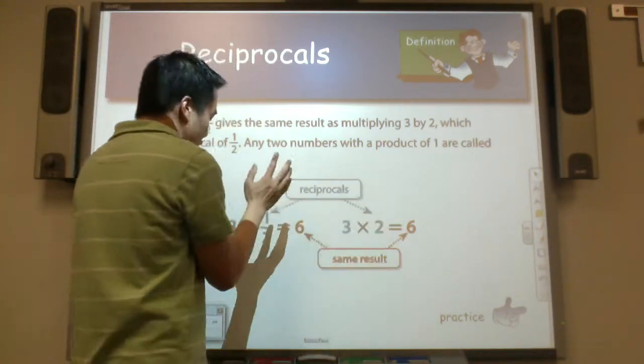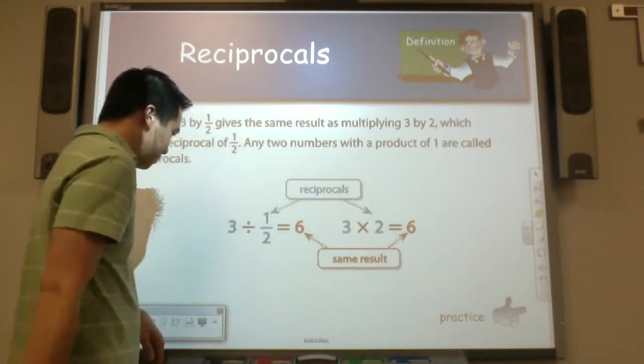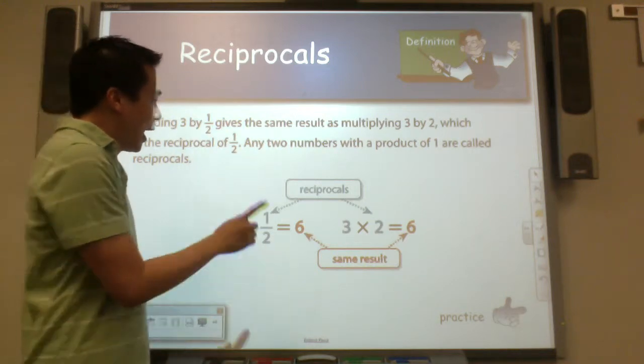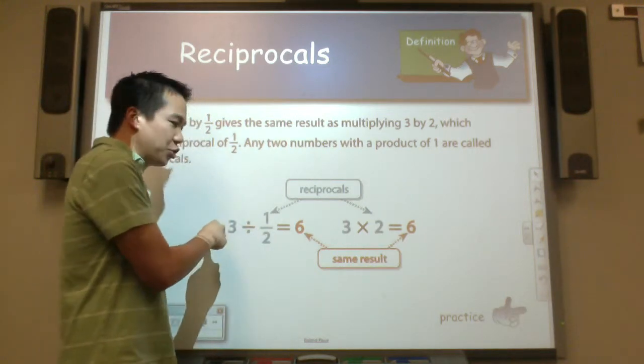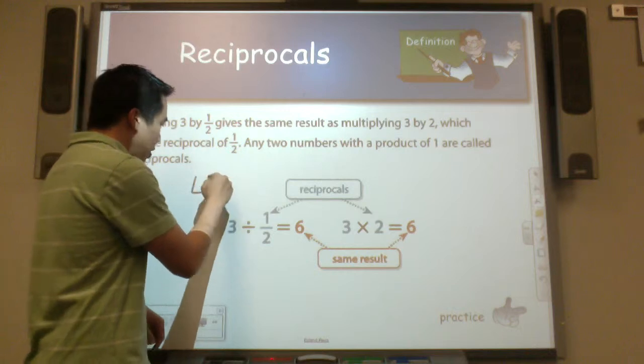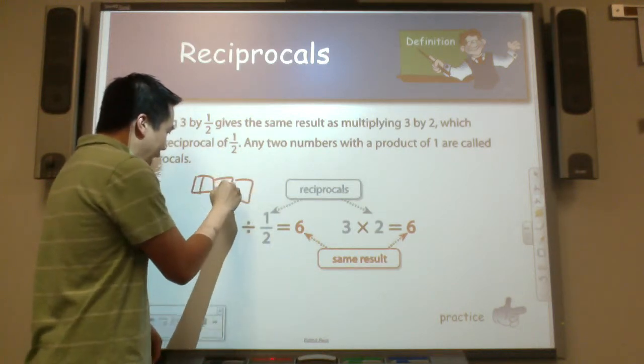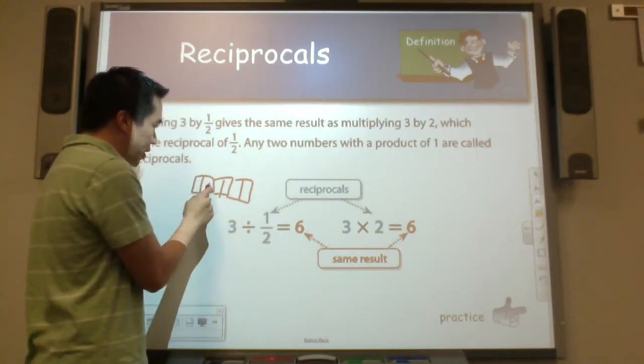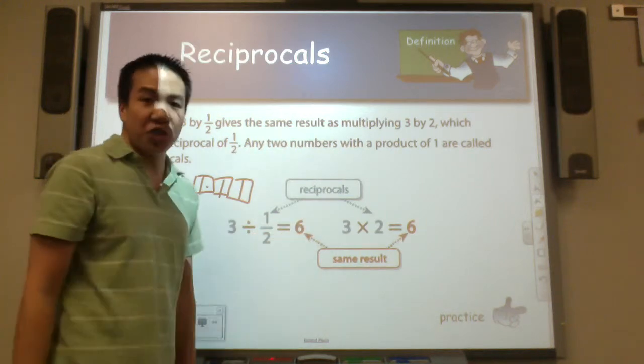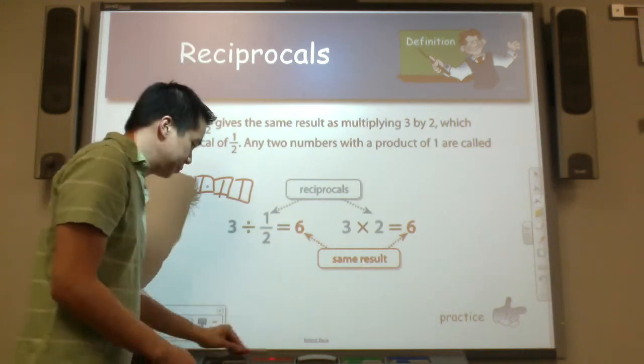I prefer changing the division into a multiplication. Guess why? How many halves go into 3? If you have 3 bars, 1, 2, 3, how many groups of halves go in here? 6 of them. Isn't it faster just to do 3 times 2 to get the answer?